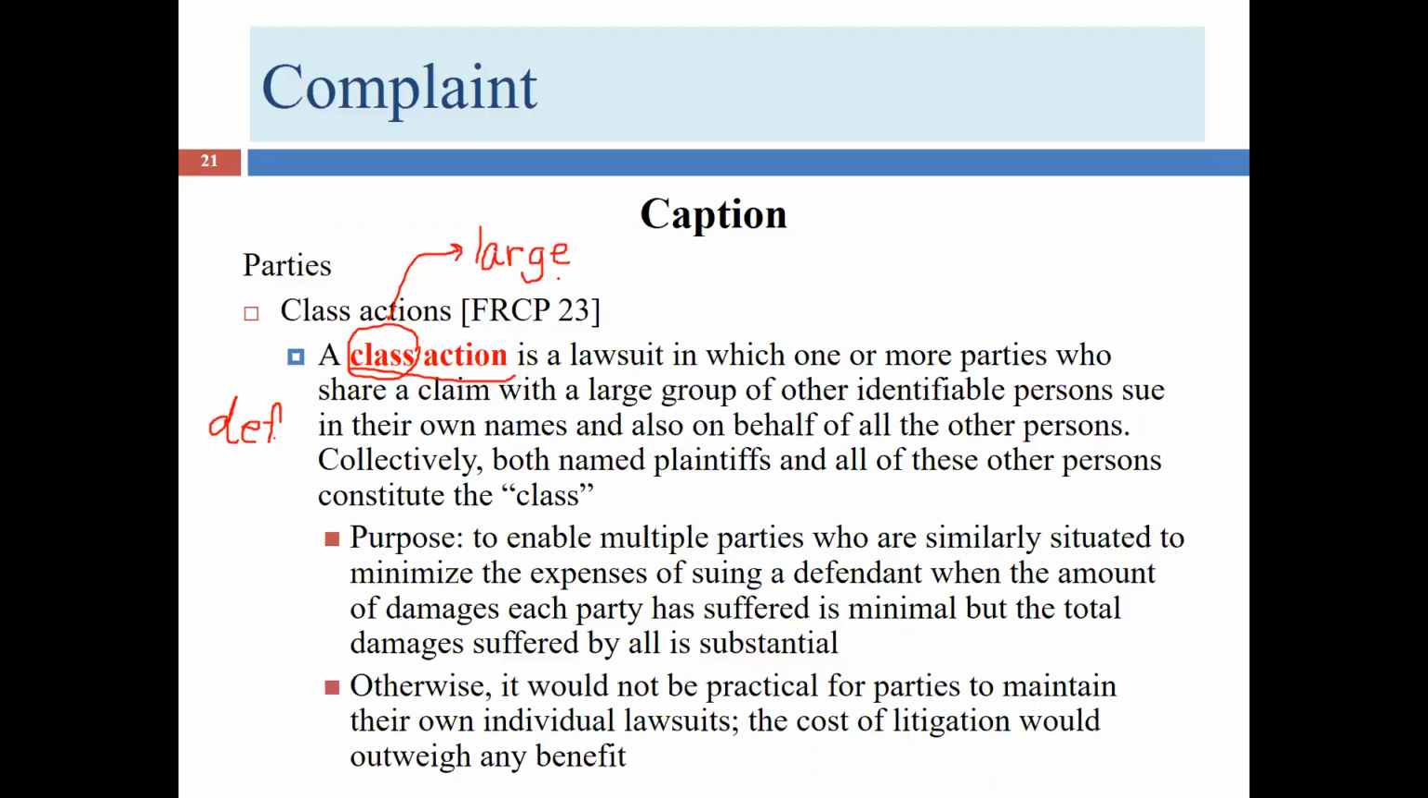Okay, so when we say class action, again, of course, the word action is referring to lawsuit. It's a civil action in which one or more parties who share a claim with a large group, so this is the class part, large group, of other identifiable persons sue in their own names and also on behalf of the other persons. Now, if you're like me, when you hear this, you're like, persons? Why are they saying persons?